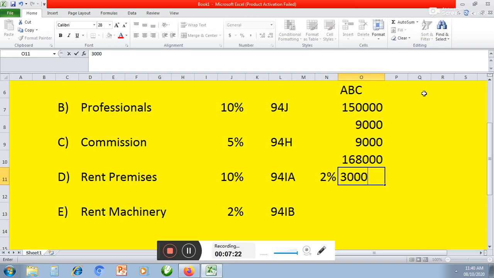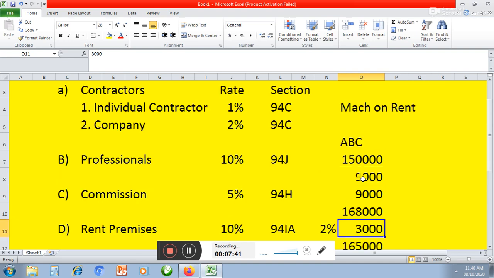3,000. Okay, so what I'll do? This is the amount which is payable to the party. For ABC company, I'll pay 1,65,000. Actually, ABC company gave me a bill of 1,68,000, but I'll pay 1,65,000 because 3,000 will go to the government. Okay, so that is the TDS.